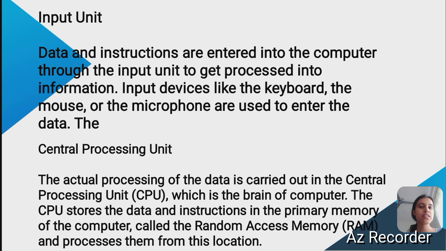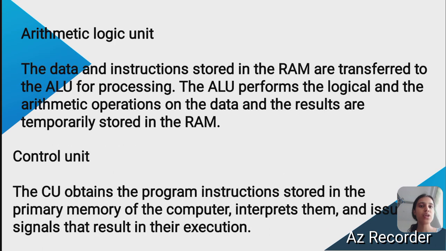The central processing unit also comes under the basic organization of computer, which is nothing but the actual processing of the data is carried out in the central processing unit, which is the brain of the computer. The CPU stores the data and instructions in the primary memory of the computer, called the RAM, and processes them from this location.